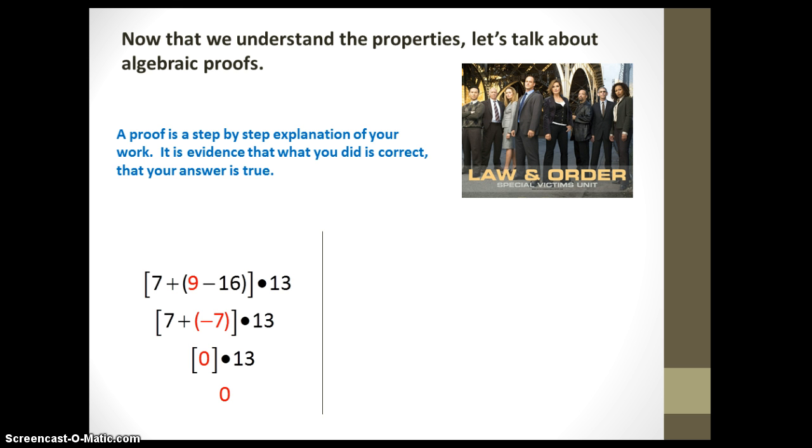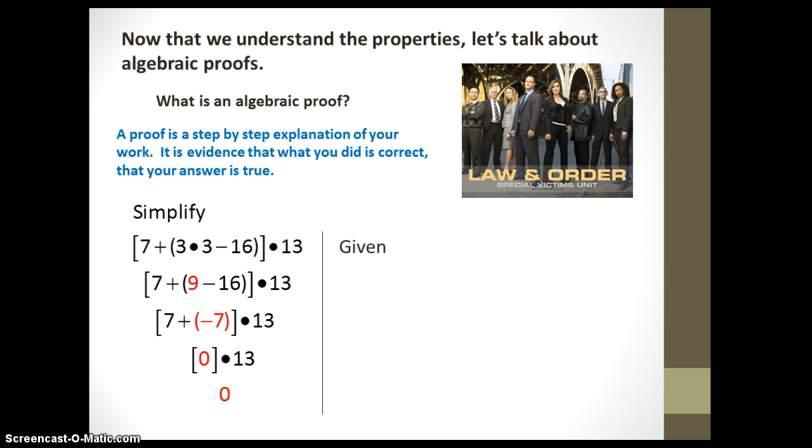A proof is a step-by-step explanation of your work. It's evidence that shows what you did is correct and that your answer is actually true. So let's look at this problem here that we've solved and said it's equal to 0. Well, we can actually make statements to show that our work is correct. So, first, we have an original problem.